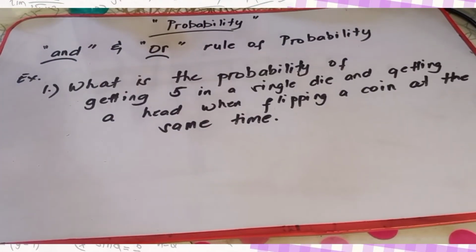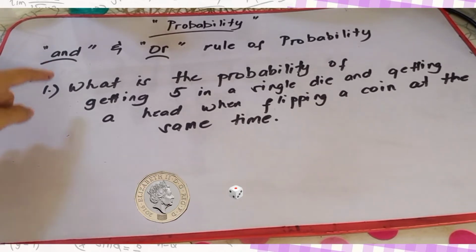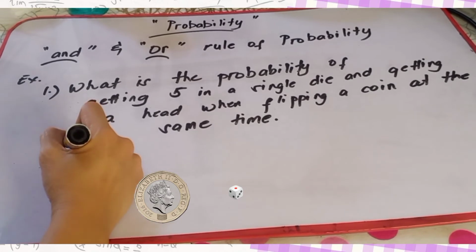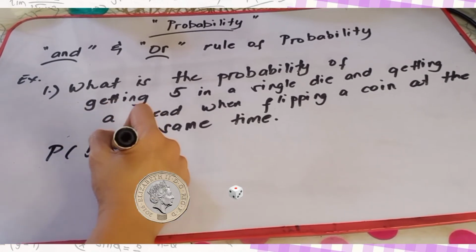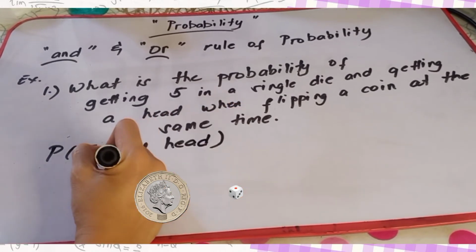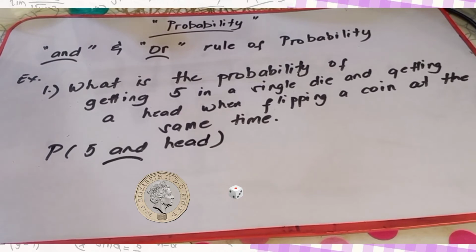Okay, so let's have another example. So, in this example, ang scenario is nag-throw tayo ng isang die at the same time nag-flip tayo ng single coin. So, what is the probability of getting 5 in a single die and at the same time getting a head when flipping a coin? So, this time, ang hinahanap natin is the probability of getting 5 and getting a head. Alright. So, ang ginamit natin dyan is and. So, we are going to apply the and rule.